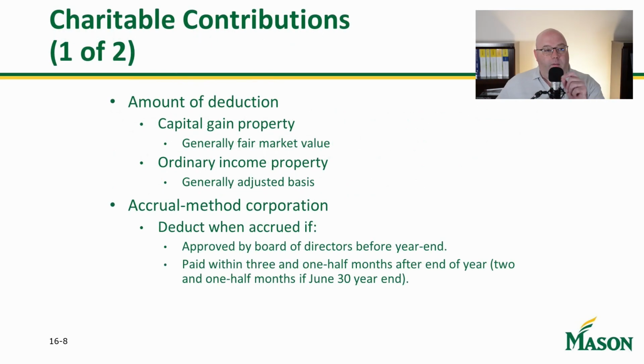All right. Amount of the deduction, capital gain property. It's generally fair market value for contributions. And then, of course, if you do contributions of ordinary income property, it's going to generally be the adjusted basis. So what does this mean? So if I'm a corporation and say I have some investments in some stock, and I decide that I'm going to take that stock and I'm going to donate it to a charitable organization.